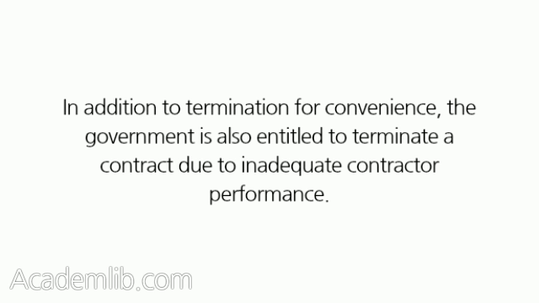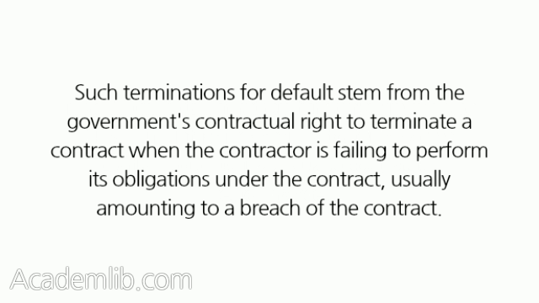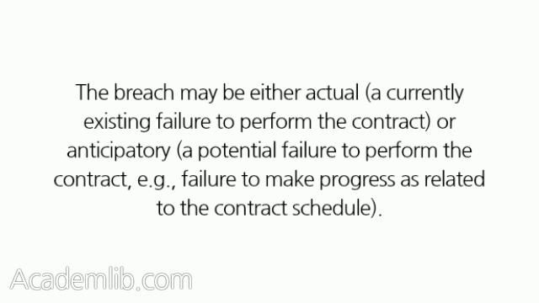In addition to termination for convenience, the government is also entitled to terminate a contract due to inadequate contractor performance. Such terminations for default stem from the government's contractual right to terminate a contract when the contractor is failing to perform its obligations under the contract, usually amounting to a breach of the contract. The breach may be either actual, a currently existing failure to perform the contract, or anticipatory, a potential failure to perform the contract, for example, failure to make progress as related to the contract schedule.